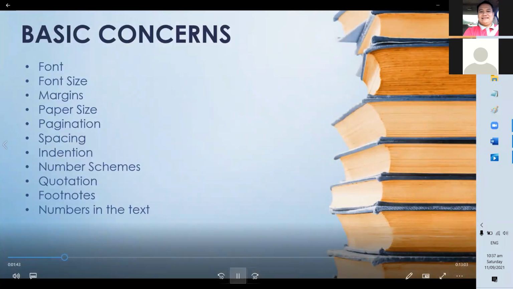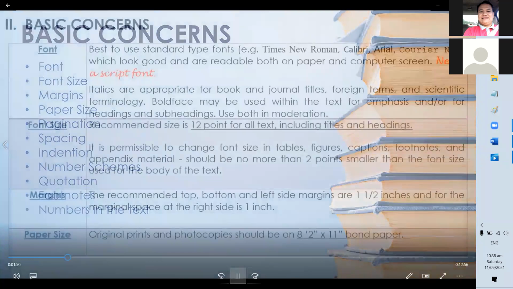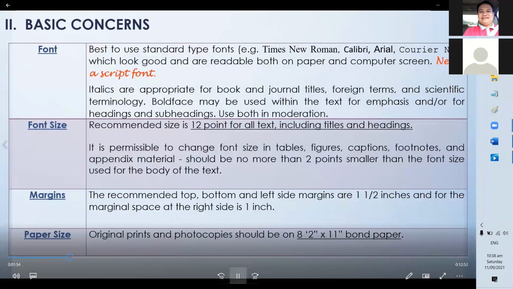Apart from the binding and the number of copies, here are surprisingly basic items which concern the students. First is the font. It is best to use standard typefonts which look good and are readable both on paper and computer screen. Never a script font. Italics are appropriate for book and journal titles, foreign terms, and scientific terminology. Boldface may be used within the text for emphasis and for headings and subheadings, but use both in moderation.